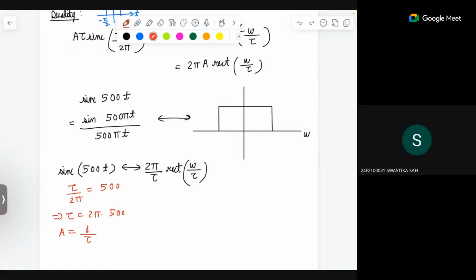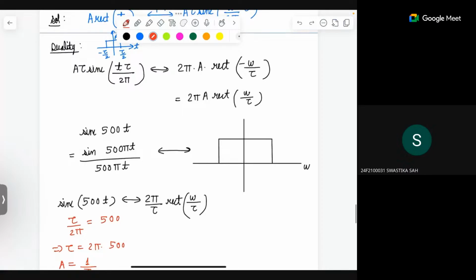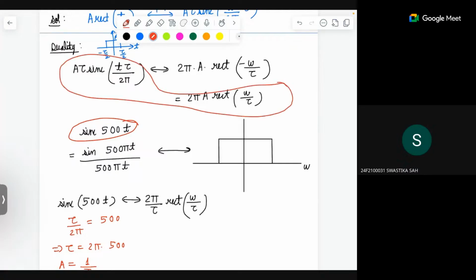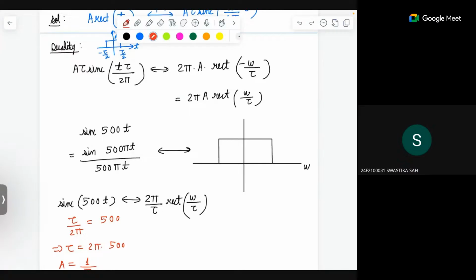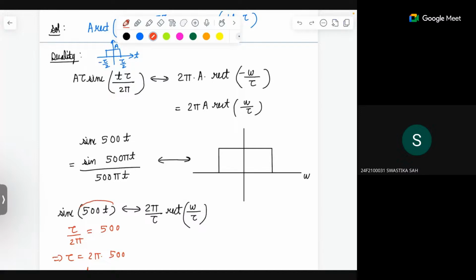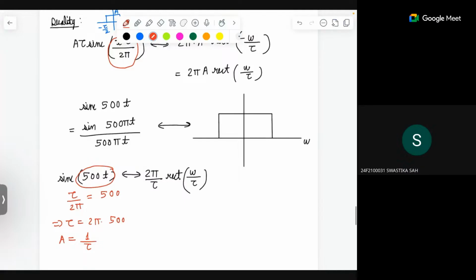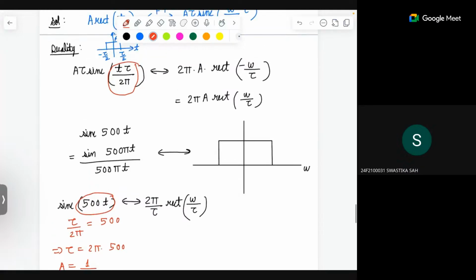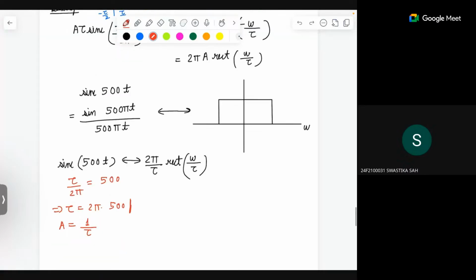Now what I'm trying to do next is write the Fourier transform of sinc 500t. So for that I will be using this relation. So we will compare this sinc 500t with this. When we compare them, I get that tau by 2 pi is equal to 500. Is this clear? Yes, ma'am. So now I have the value of tau.